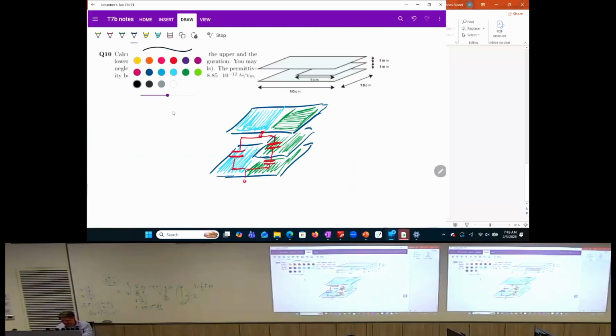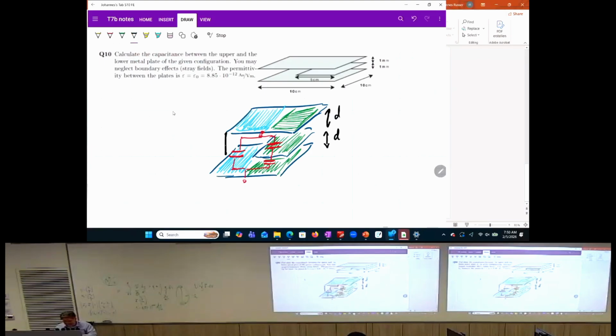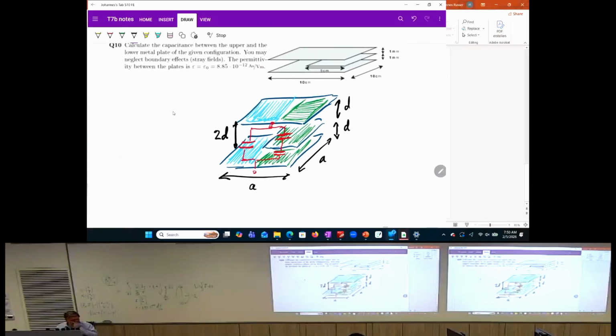So here, let's say this is a separation D. This one is also separation D. Then these here would be separated by 2D. And here we have the width of the plates, which is given by A, and the depth is also given by A. So we know what the capacitor is here.